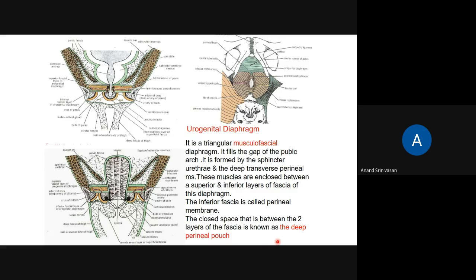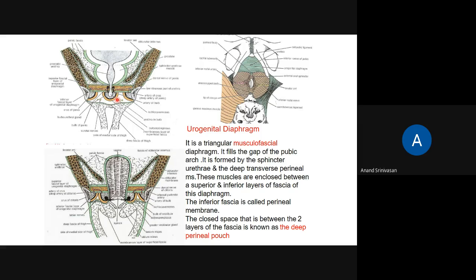Any doubts until now? All right. The urogenital diaphragm, as I said before, is located between the two perineal membranes in the deep perineal pouch. It is a gap mainly formed by the sphincter urethrae muscle as well as the deep transverse perineal muscles, between the superficial transverse perineal and deep perineal membranes. So this is the deep perineal pouch.